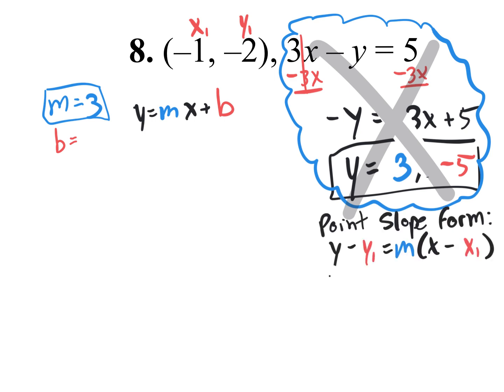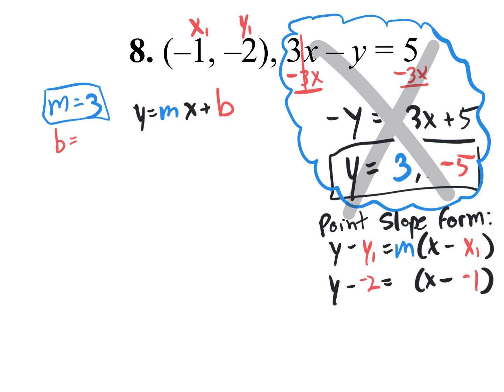y minus y1 equals m parentheses x minus x1. Notice that I left it blank. Why? Because I'm going to take the y1 value of negative 2 up here and plug it into that y1 spot. So I'm going to put a negative 2 right in there. And then I'm going to take the x1 value of negative 1 and plug that in over here where the x1 is at. I'm going to plug in a negative 1 right there. And then I'm going to take the m value, the m value of 3.